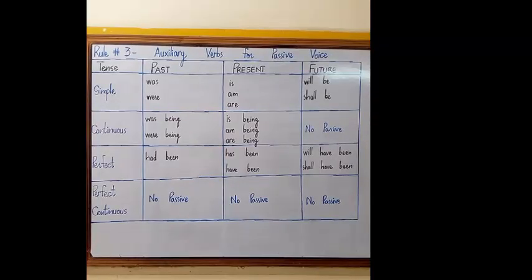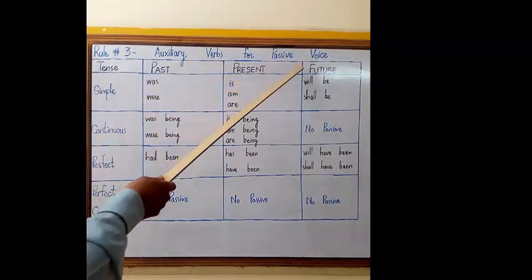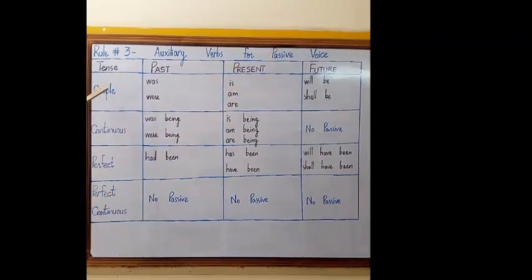So my brothers, rule number 3, auxiliary verbs for passive voice. You can look at the board. I have explained this auxiliary verb usage for passive voice with the help of this auxiliary verb chart for passive voice. Here you can see these are the three main tenses: past, present and future. And these are subcategories of every tense: simple, continuous, perfect and perfect continuous.